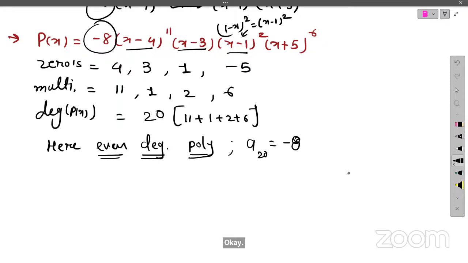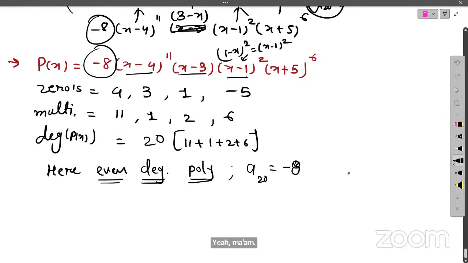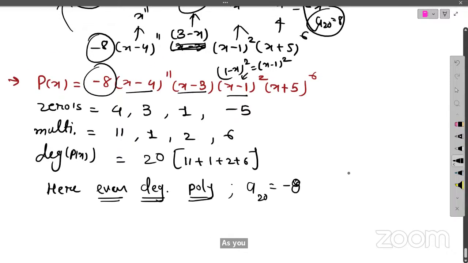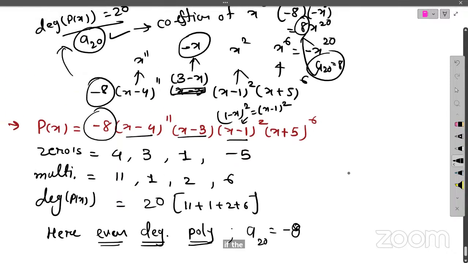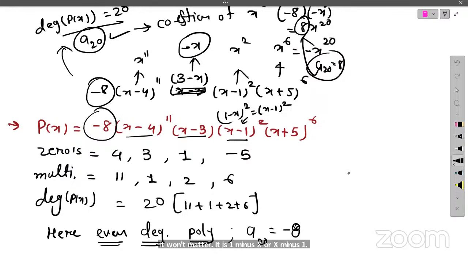Yeah, Shweta. Ma'am, as you explained, if the root 1 minus x has an even power, at that time it won't matter whether it is 1 minus x or x minus 1. But in case it has odd power, then it will matter. It matters. Okay? Yeah. Correct.